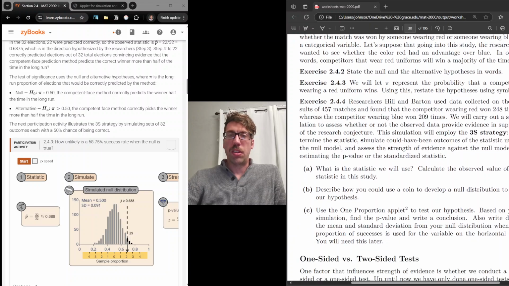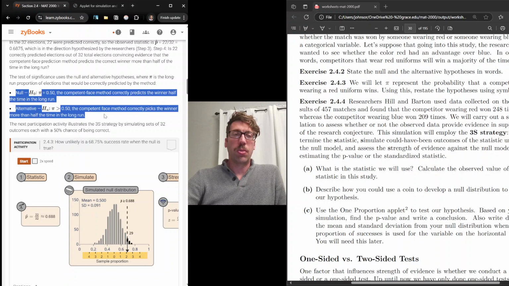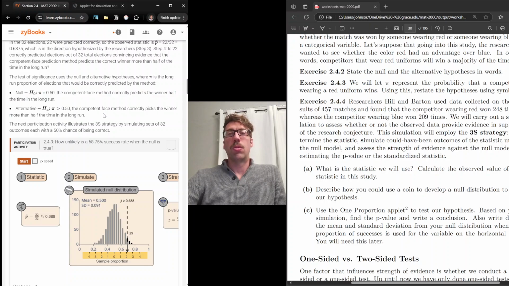And then you're asked in number two to state the null and alternative hypothesis in words. And so this goes back to what we've already been doing last time. You can see that the null and alternative hypothesis were stated in the reading, and you just need to state it now for this situation here.